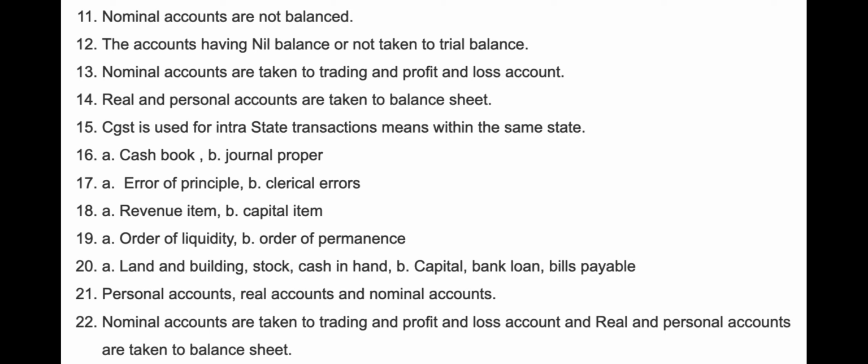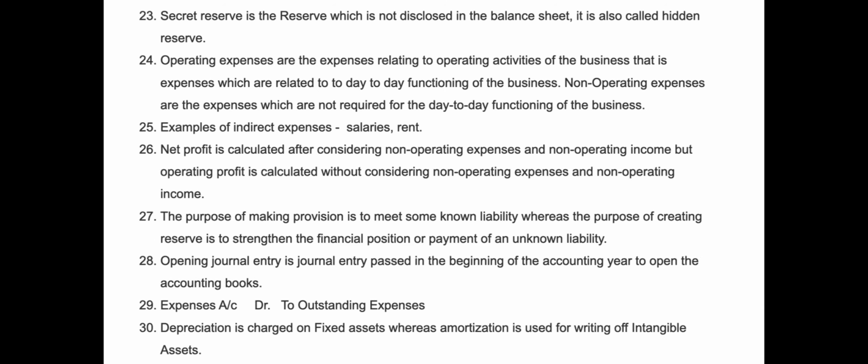22. Nominal accounts are taken to trading and profit and loss account and real and personal accounts are taken to balance sheet. 23. Secret reserve is the reserve which is not disclosed in the balance sheet, it is also called hidden reserve. 24. Operating expenses are the expenses relating to operating activities of the business, that is expenses which are related to day-to-day functioning of the business. Non-operating expenses are the expenses which are not required for the day-to-day functioning of the business.